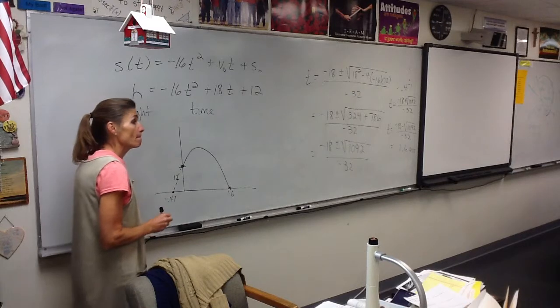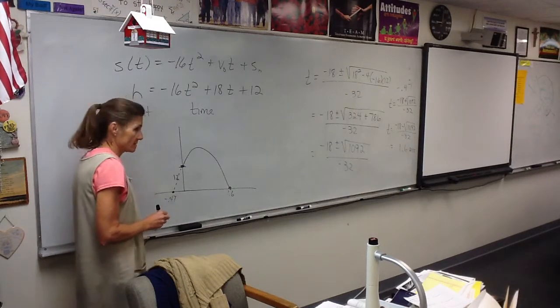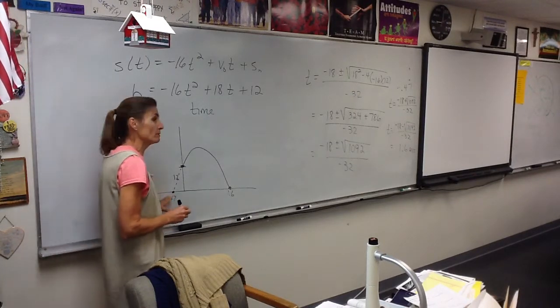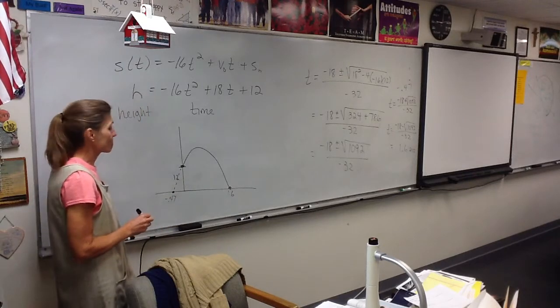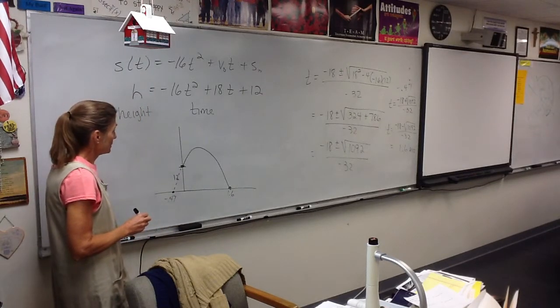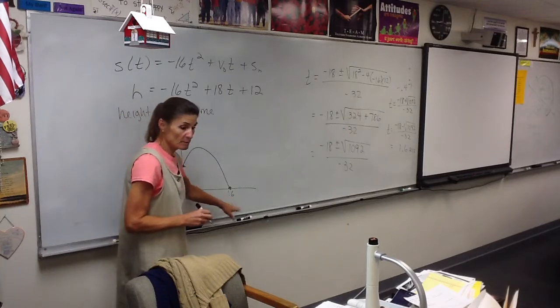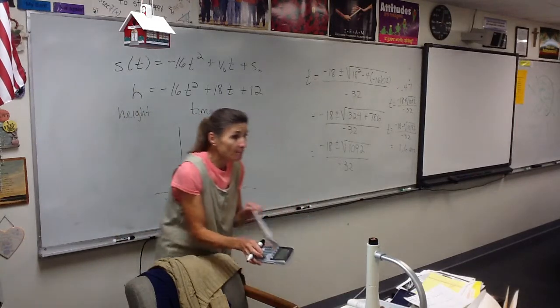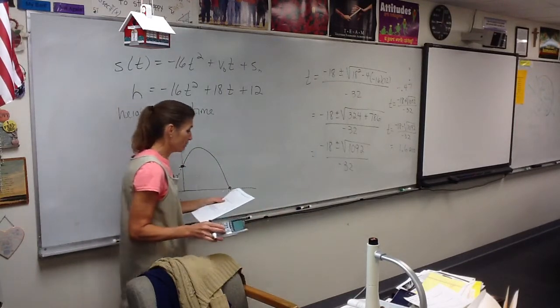So negative 0.47 is how long it would have taken for it to go from the ground to 12 feet? Yes, exactly. Had it been thrown from ground level. Okay, so the only answer to the problem is 1.6. Everybody okay with that? All right, let's look at the second one.